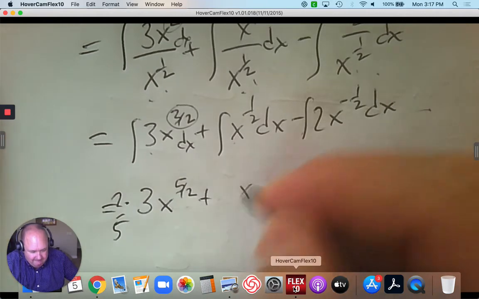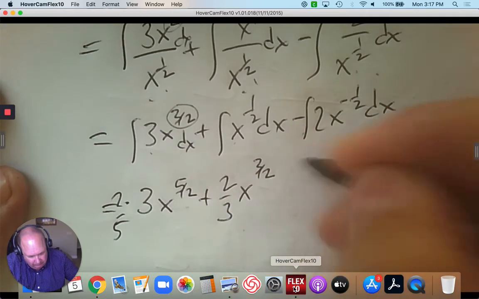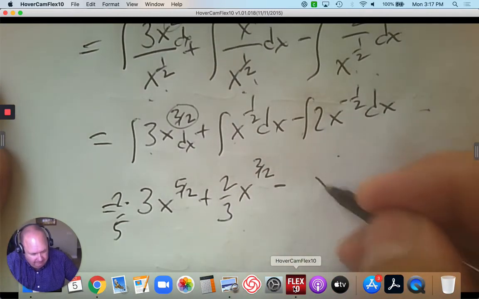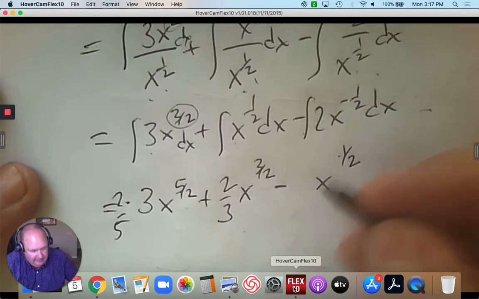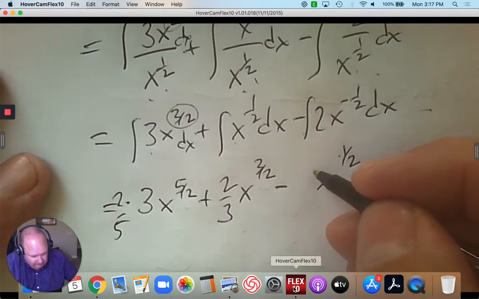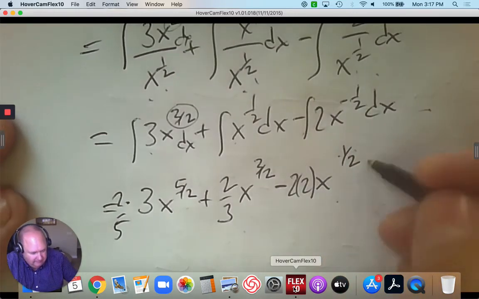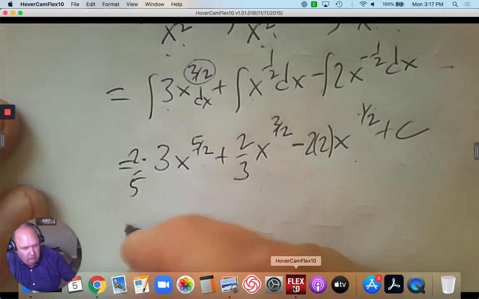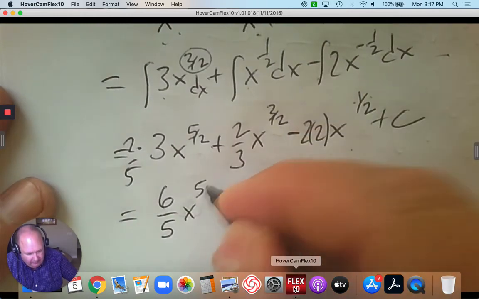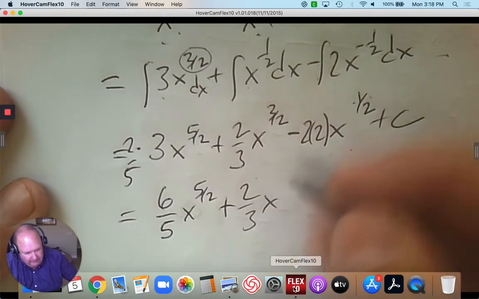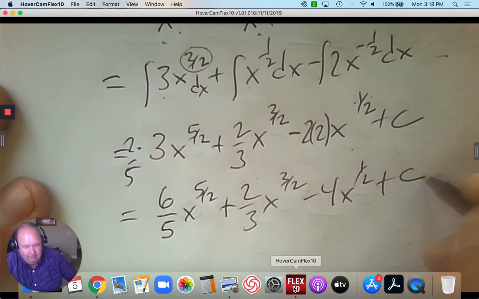Let's do it again. Add 1, so 1 plus 2 is 3 over 2. Divide or times the reciprocal. One more time. Add 1, that's positive 1/2. And again, times the reciprocal. So instead of dividing by 1/2, that is 2, and then the constant. So if you wanted to make this a little bit nicer, that would be 6 over 5 x to the 5 over 2, 2/3 x to the 3 over 2, minus 4 x to the 1/2, plus the constant. Done.